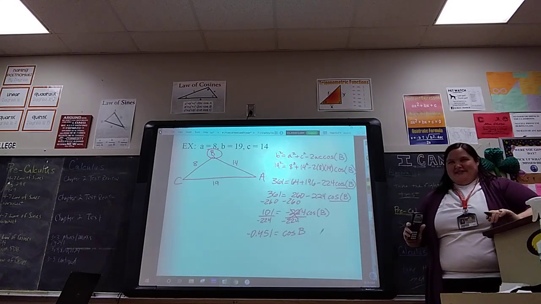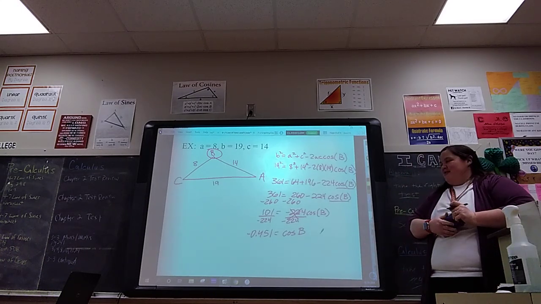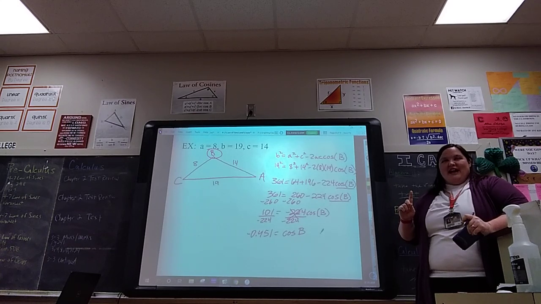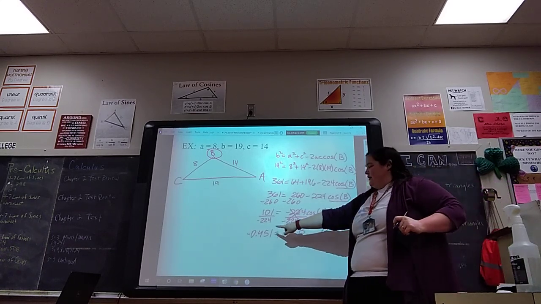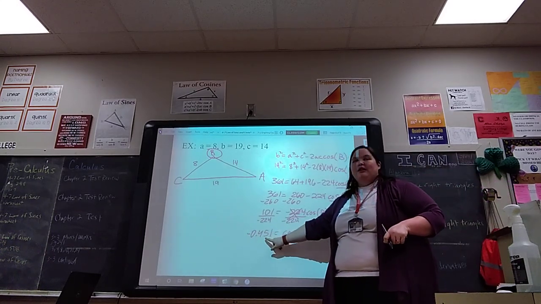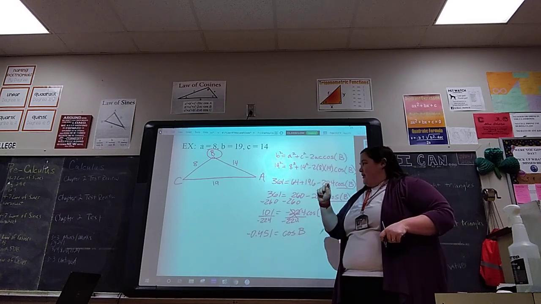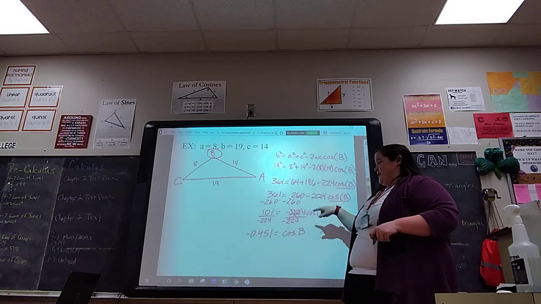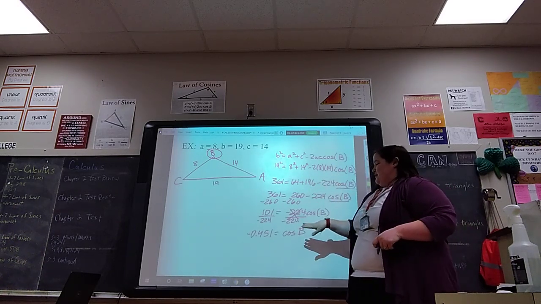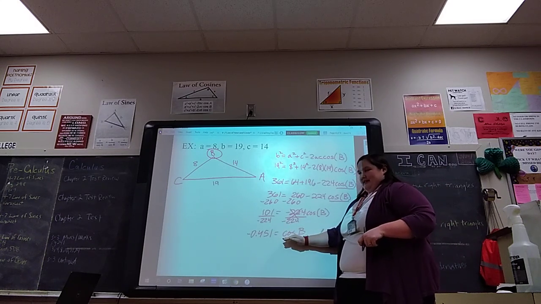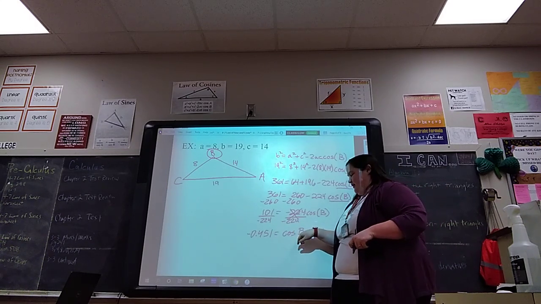We got cosine by itself. We're almost done. Okay. So this is why you have to be careful with your sign, because if you lost that negative, you wouldn't have had the negative with your decimal. So like I said, with law of cosines, there's a lot of little things, especially when you're solving for an angle. So we've gotten the cosine by itself, but that's what the cosine of the angle equals.